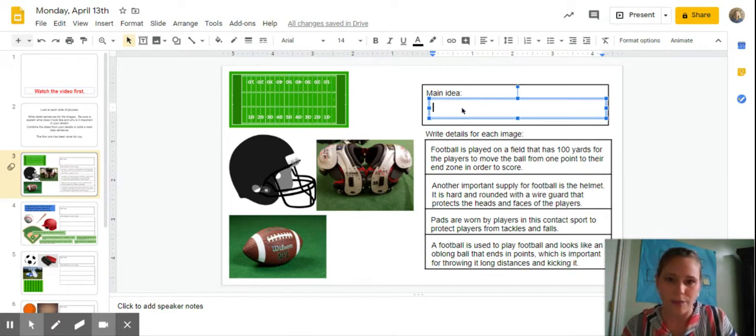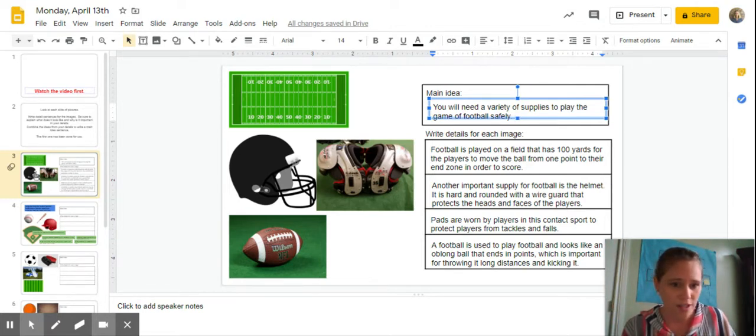So I can say something like, you will need a variety of supplies to play the game of football safely. There we go. There's my main idea. It's a complete sentence. It talks about a variety of supplies, and all my details are the supplies. So they all support my main idea perfectly.